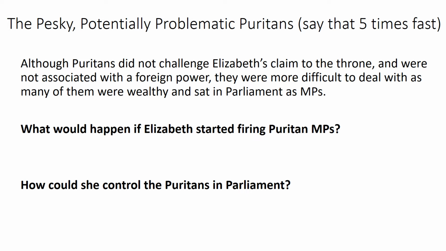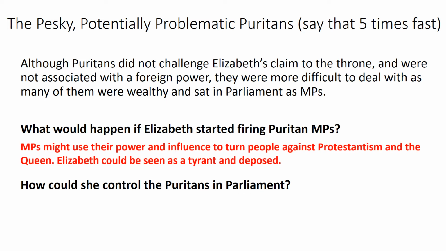So that first question, what would happen if Elizabeth just started randomly firing Puritan MPs? It's the same question we ask, what if Hitler just started killing people randomly? We know that it's very easy for people in positions of power to have people turn against them if they start behaving in ways that aren't seen as appropriate. Elizabeth could be viewed as a tyrant. She could be deposed if she just starts firing these MPs. She could be seen as persecuting those who are of a similar faith to her. So she can't just fire them. She needs to get them on her side. And that's how she's going to control these Puritan MPs in Parliament.